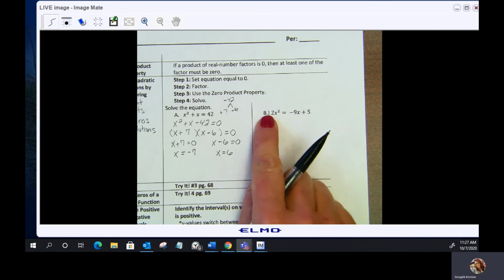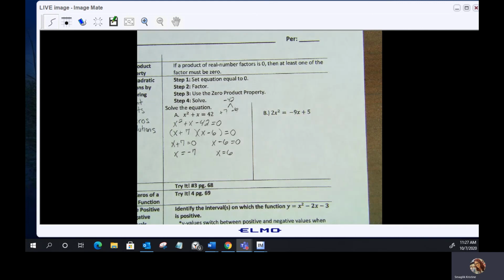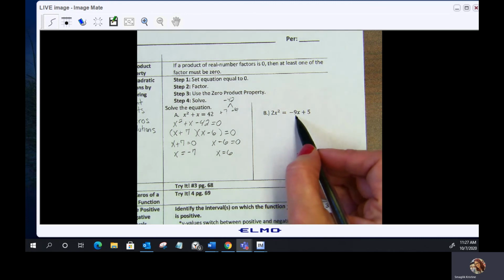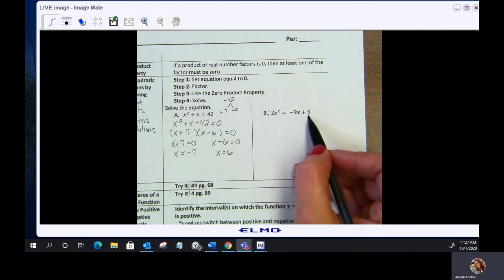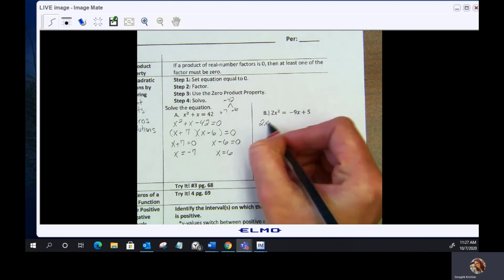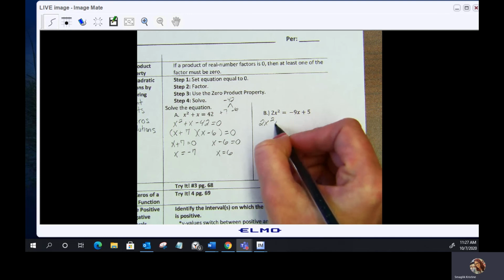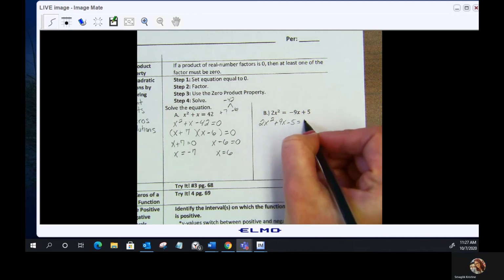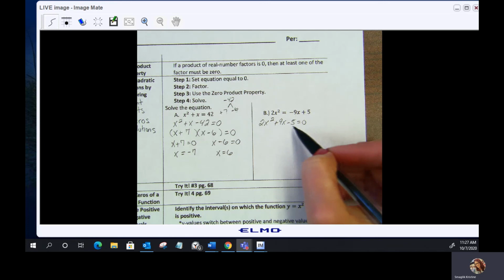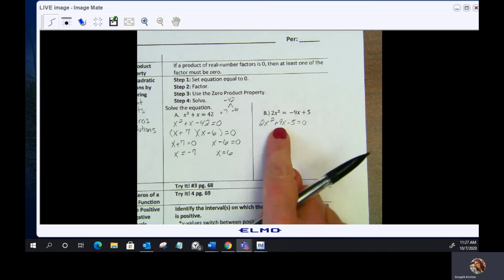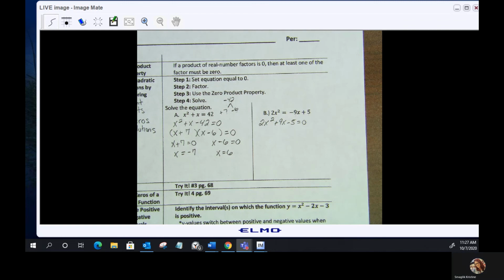Now, it might be tempting just to subtract 2x squared from both sides, but we don't ever want a negative in front of our leading coefficient. So what I'm going to do is add 9x to both sides and subtract 5 from both sides. So that's going to leave me with 2x squared plus 9x minus 5. And as you can see, when I use those properties of equality, essentially I just jump them over the equal sign and change their signs.